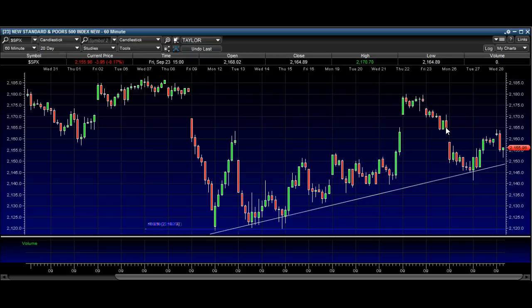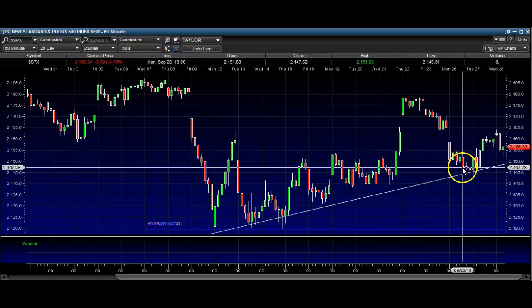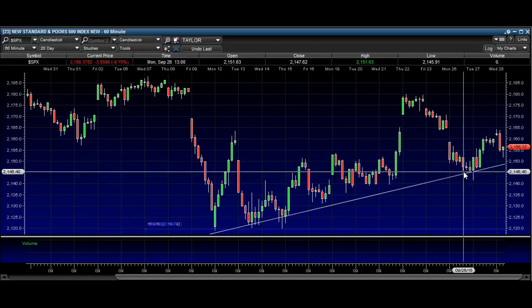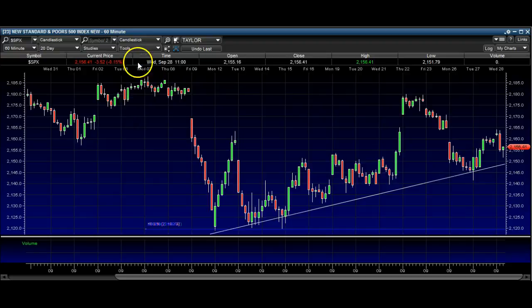But moving forward for SPX, we still have this trend line as support right here, and we still have this level as support where we bounced from yesterday. Right around 2145.50 or so is going to be that support. You can see how many candles bounced off of that level. So that's going to act as a nice support right there. Bulls, that's what you want to see hold.